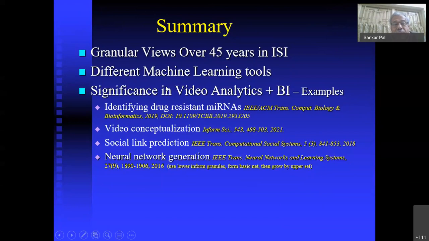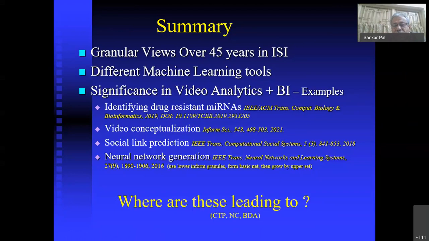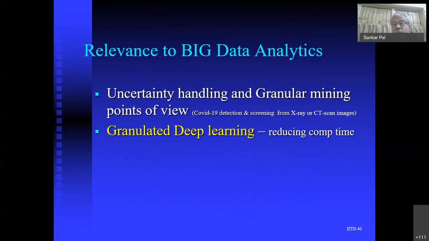Now, whatever you do, you should keep in mind where they are leading in the next 5 years. So these are a few areas: computational theory of perception, natural computing, big data analytics. What is big data analytics? It originated about 10 years back, in 2010. Uncertainty modeling and granular mining are also relevant, with applications for COVID-19 detection and screening. So many papers have appeared in the last 1 year.